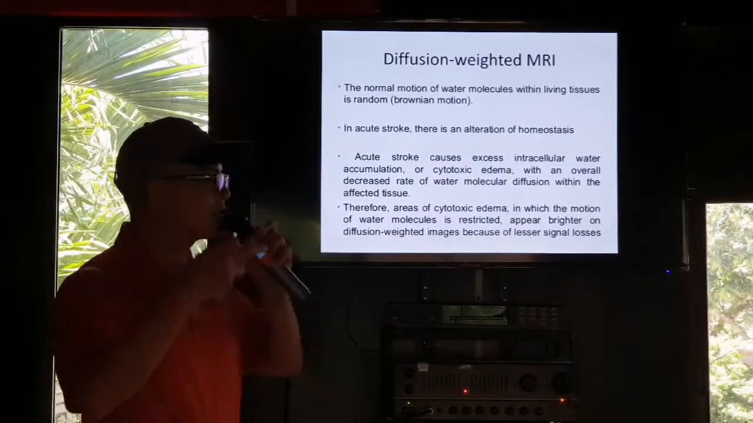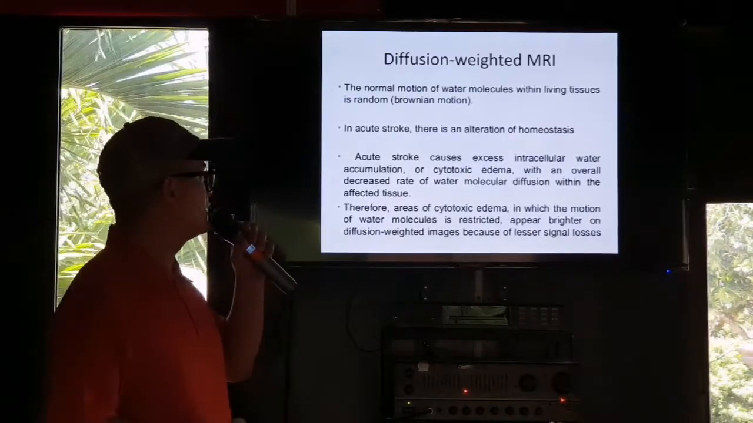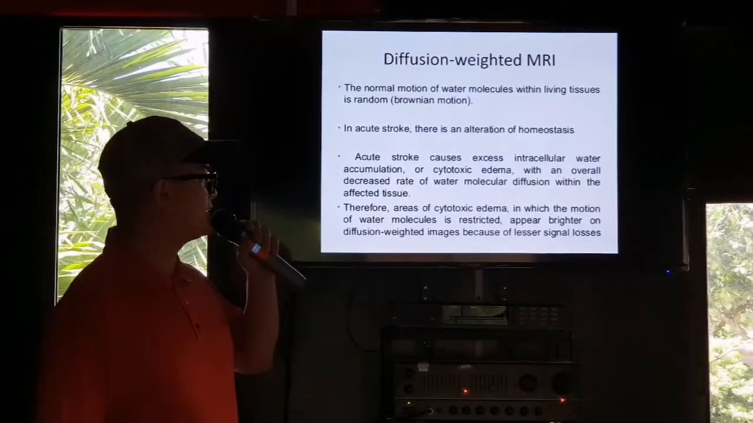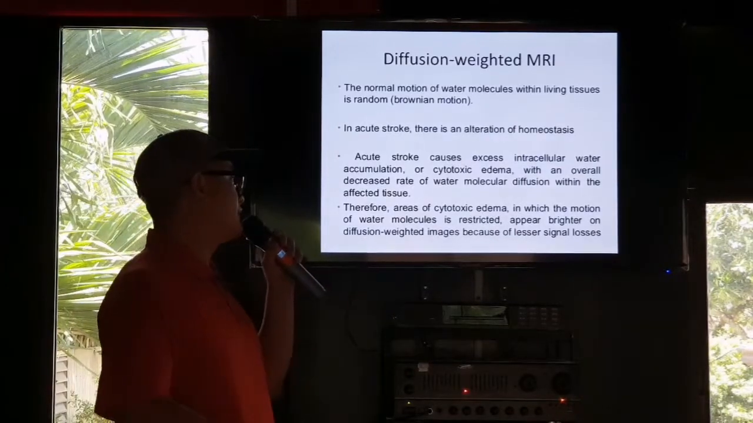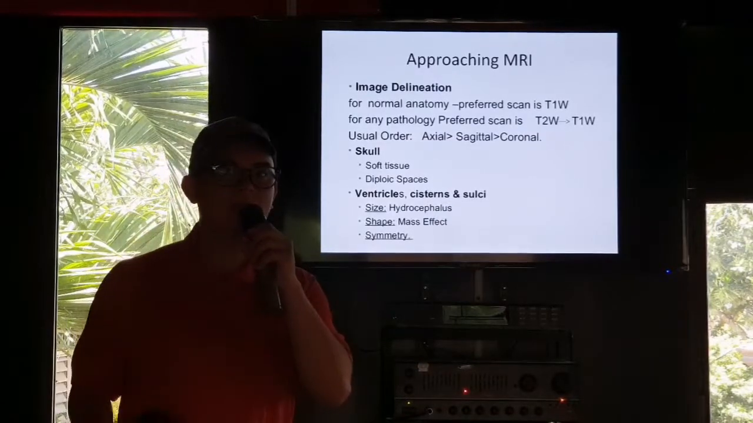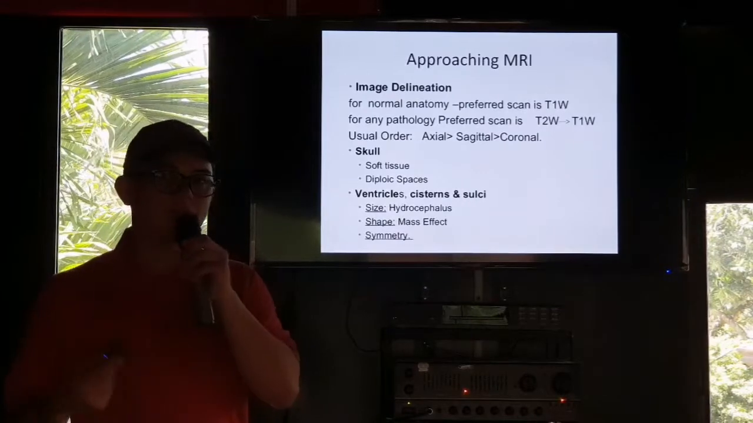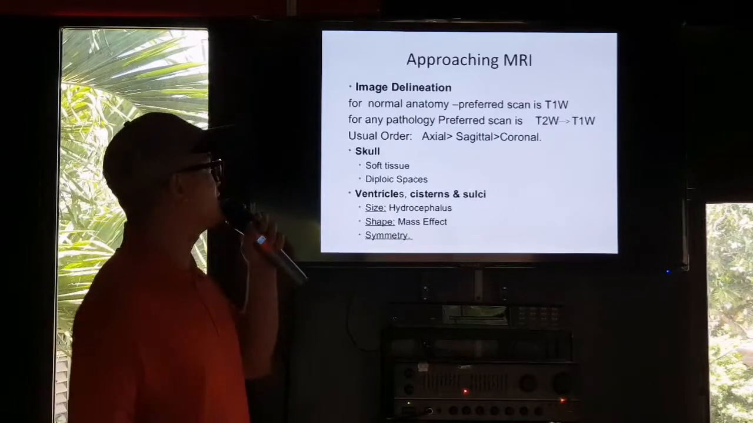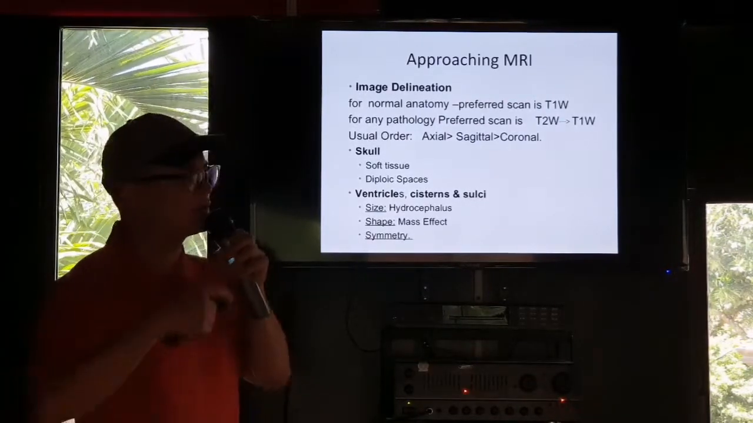Of course, if there's already so much water intracellularly, there is decreased motion of water within the affected tissue, and therefore areas of cytotoxic edema, in which the motion of water molecules is restricted, appear brighter in diffusion-weighted images because of lesser signal losses. So diffusion-weighted MRI, DWI, is useful for detecting early acute ischemic stroke.